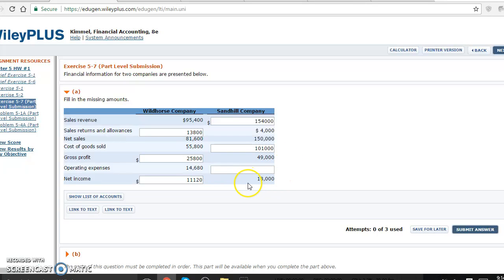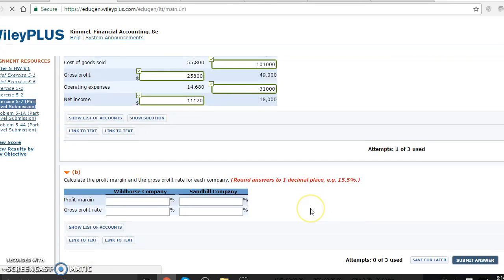And now, if we want the net income, again, the net income will be the gross profit minus operating expenses. And again, we don't have this one. So in order to fill this blank, we will subtract net income from the gross profit. So this will be 49,000 minus 18,000. This will be equal to 31,000. Submit answer. There we go.